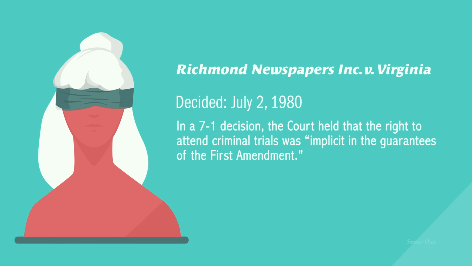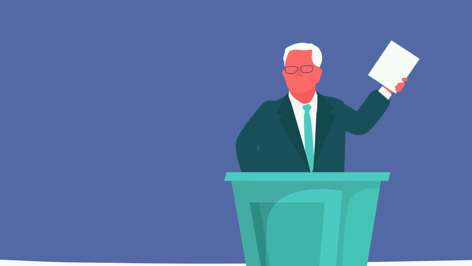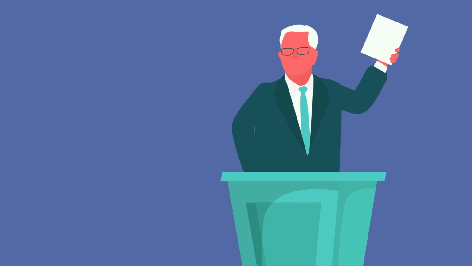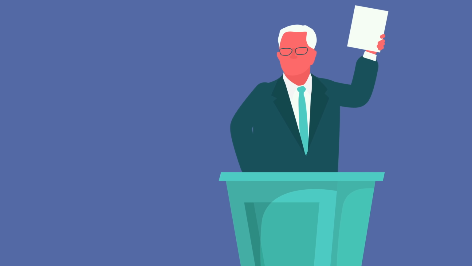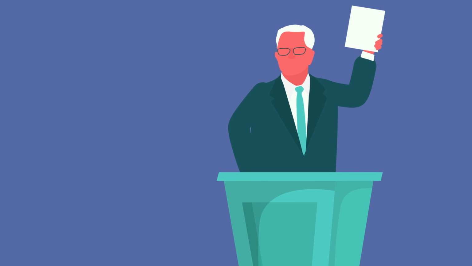The Richmond Newspapers case in 1980, which coincidentally is the first case I ever argued in the Supreme Court, is the first case in which a plurality opinion of the Supreme Court relied on the Ninth Amendment to establish the existence of a fundamental right. In that case, the fundamental right was the right of the public and the press to observe criminal trials in the absence of some extraordinary need to exclude the public from some part of the trial.